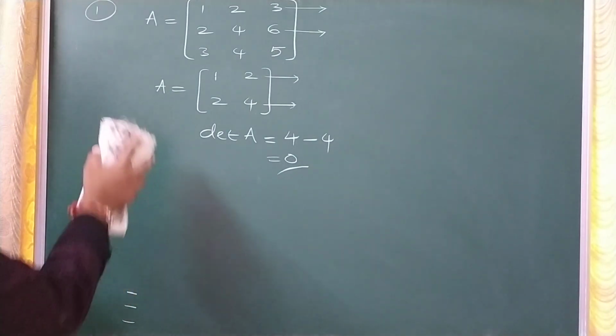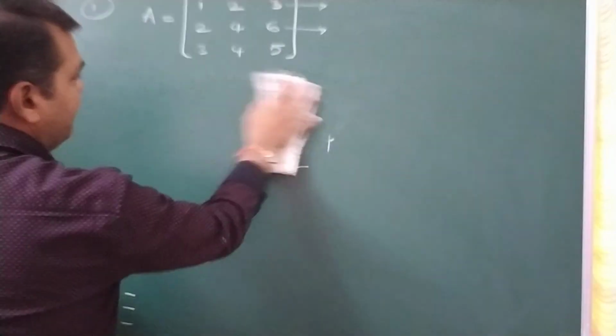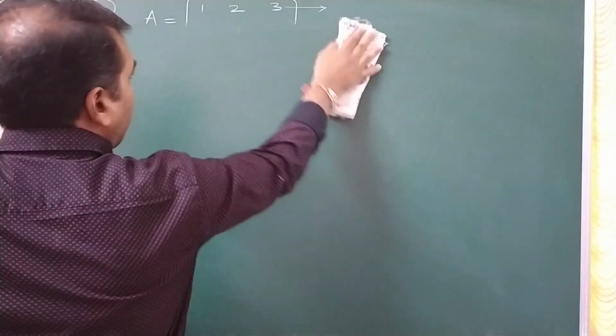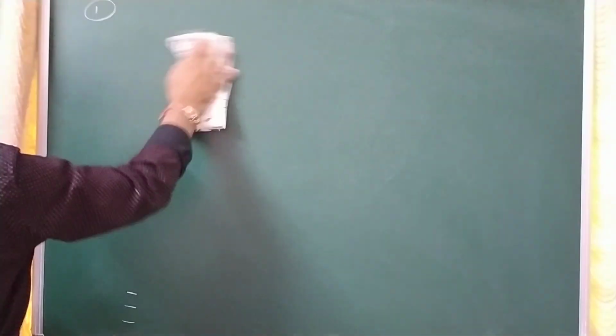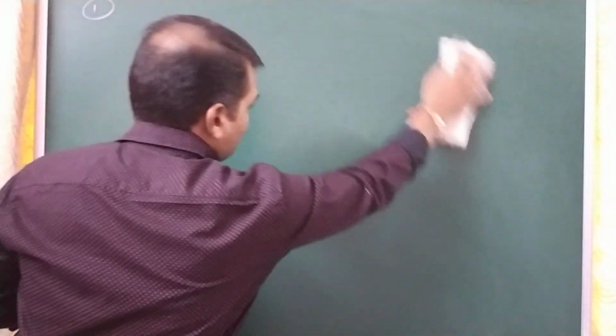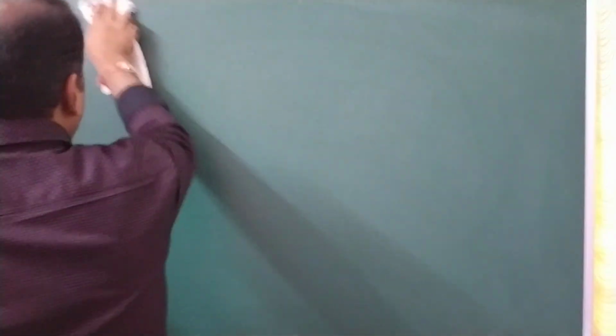So this is the first property. That is, if the elements of any row are in the same ratio when compared with elements of some other row, then the determinant is going to be 0.